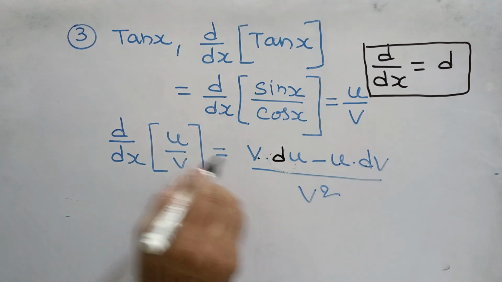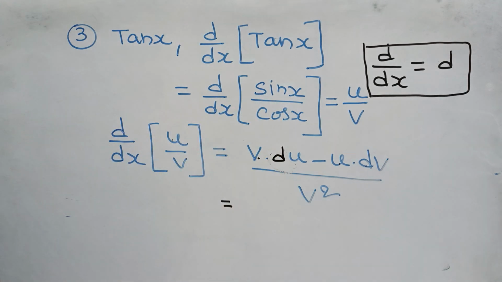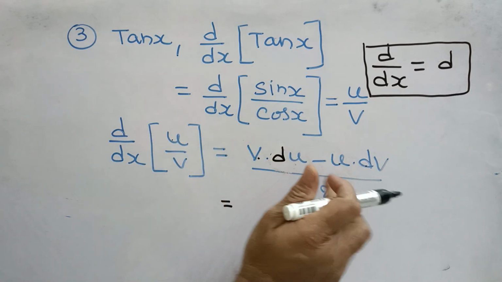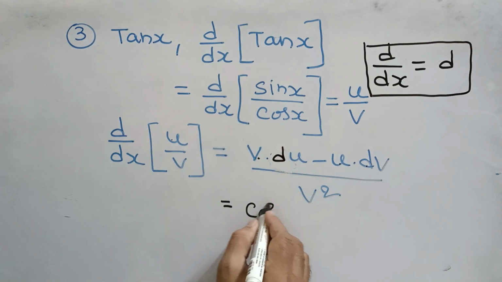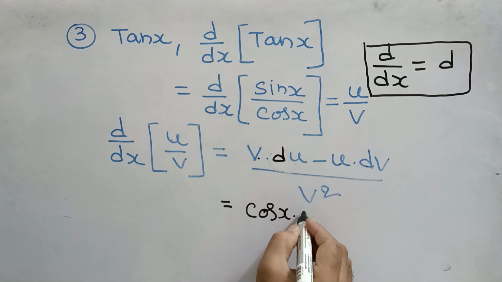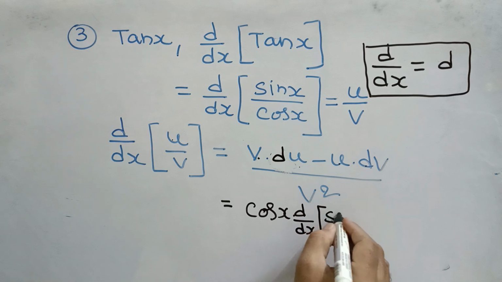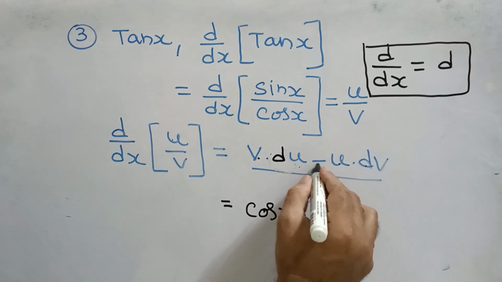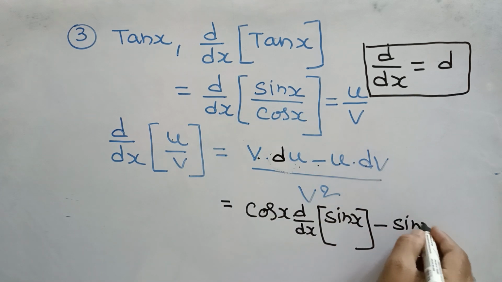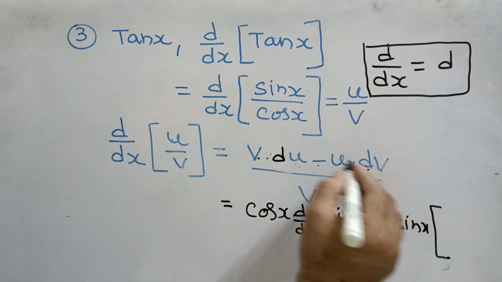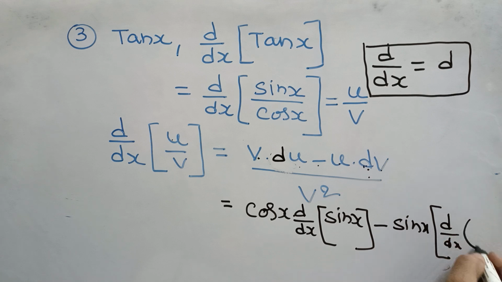Therefore, this is the formula. So if you substitute, in u by v, what is your u? Sin x is your u. What is v? Cos x. Then you know the u value and v value. Substitute in this formula. What is v? V is cos x, right? Then what is du? Du is d by dx of u, that is sin x. As per the formula, minus u, and u is sin x. Then what is dv? dv is d by dx of v. What is v? Cos x.